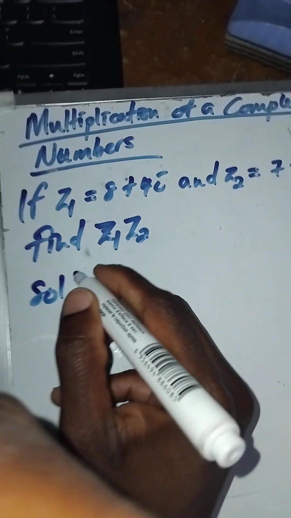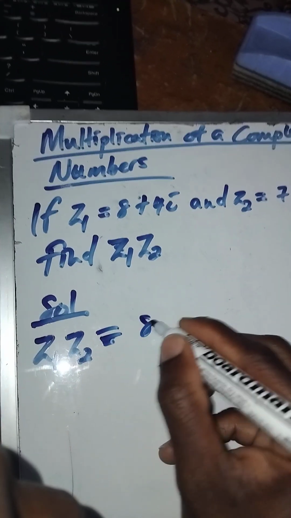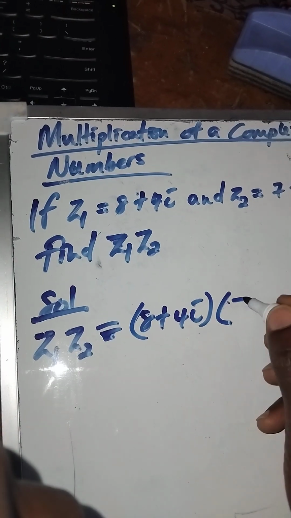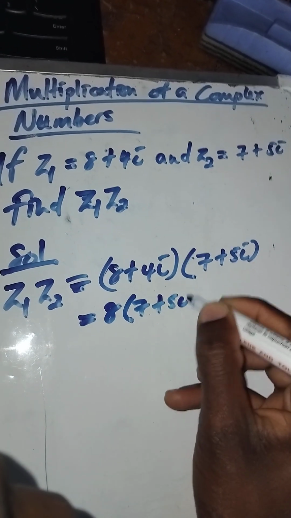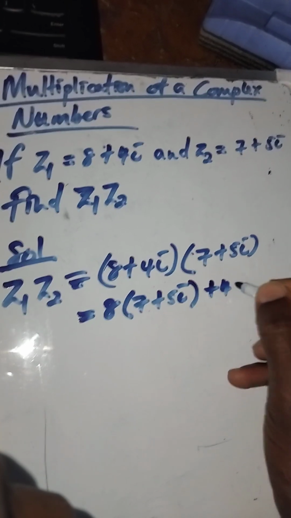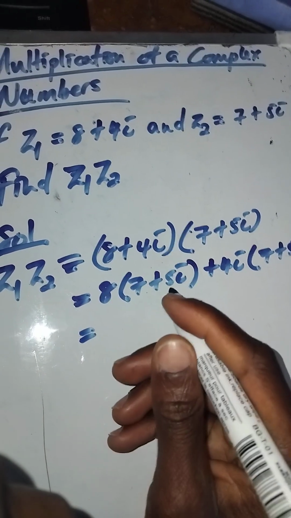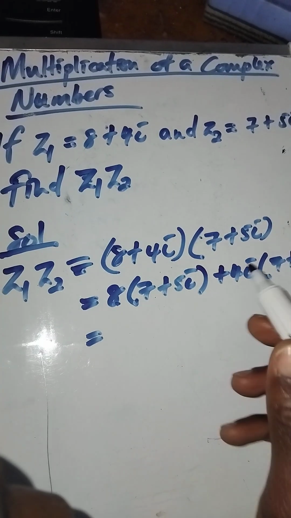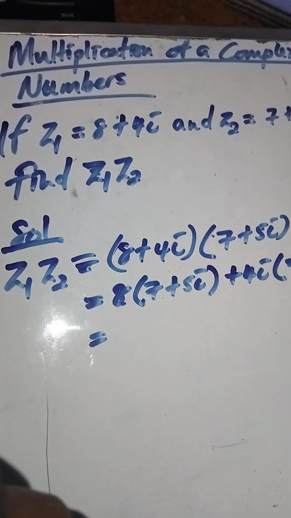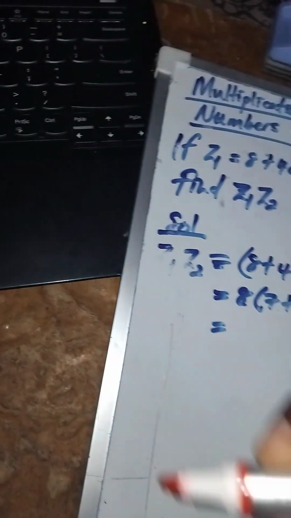So, solution. z1 z2 is equal to z1, 8 plus 4i, times z2, 7 plus 5i. You expand this one: 8 multiplied by 7 plus 5i, then plus 4i multiplied by 7 plus 5i. You multiply 8 times 7, it's 56.